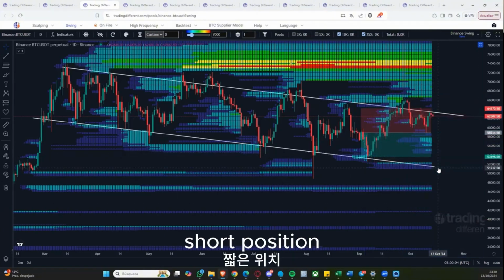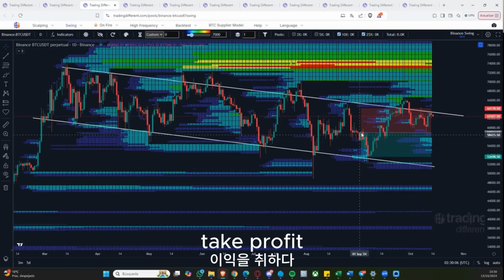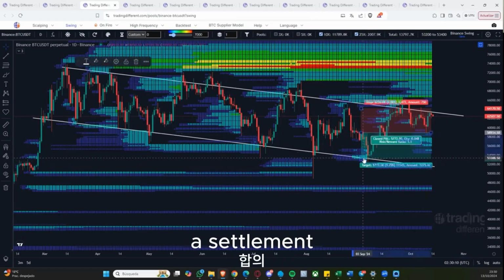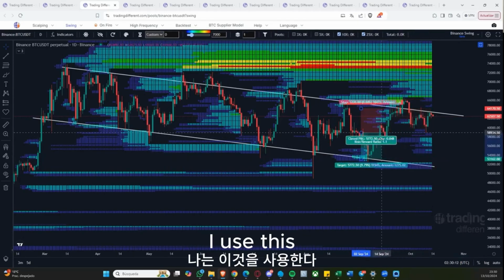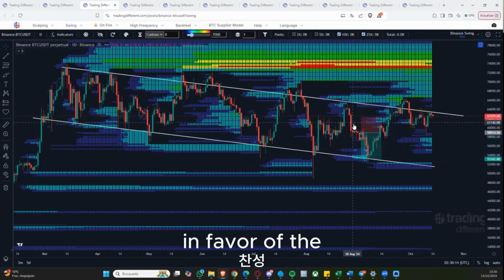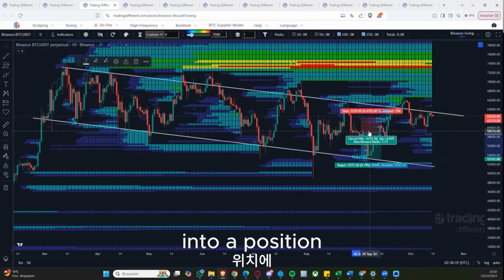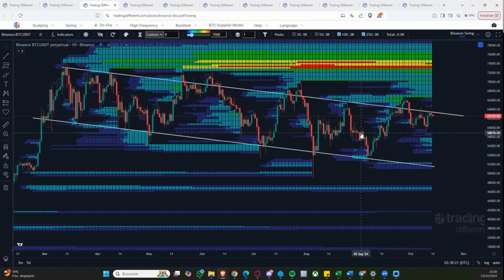Here I take a short position and I can extend the take profit until the end of the liquidity zone. I can trade without waiting for a settlement in the opposite direction. So I use this information to trade in favor of the pool or looking for a bounce in the pool. Then I can turn the bounce into a position in favor of the top pool.